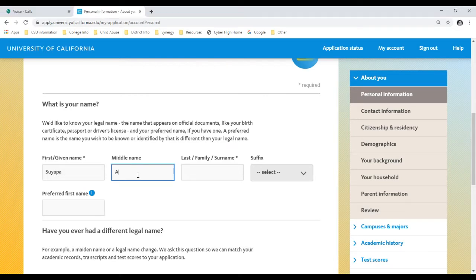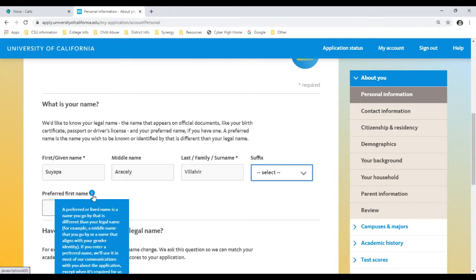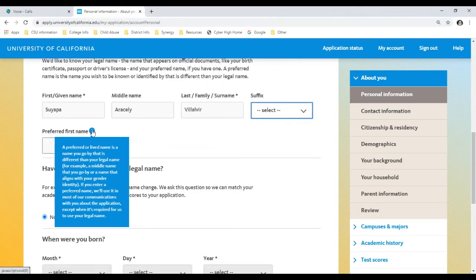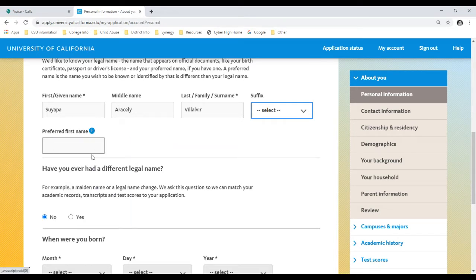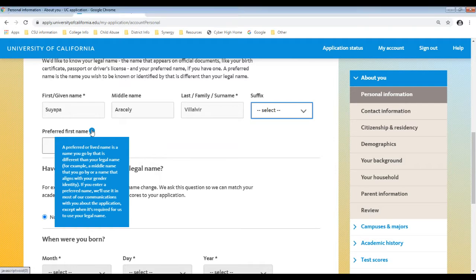Okay, so I am going to put my last name. Okay, and I don't have one of these, so I'm just going to leave it blank. And my preferred first name. So as you can see, there's a little bubble here that you can hover over, and then it will give you instructions about what this is.